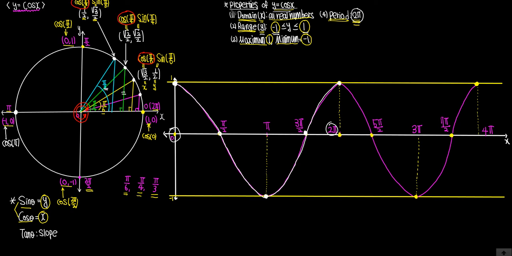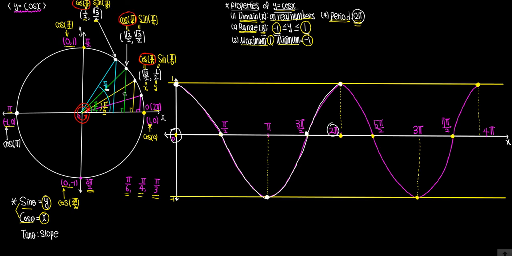So let's briefly review what we have done to graph y equals cosine x. The first thing we need to remember is that inside the y equals cosine x graph, just like the y equals sine x graph, the x value is the angular rotation on the unit circle that can go in either positive or negative infinity directions. That means the domain, which is the x value, is all real numbers.